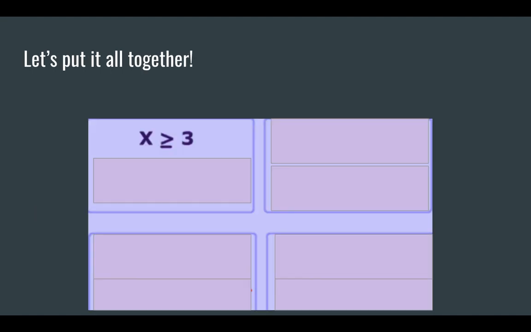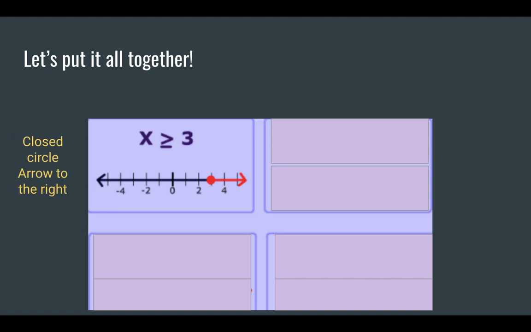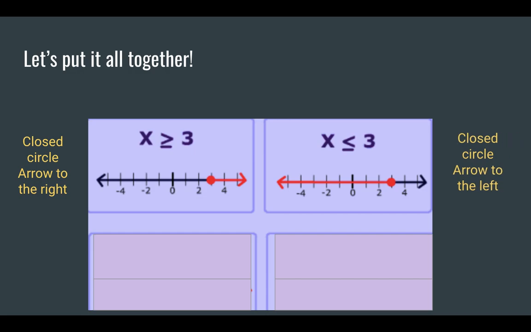Let's put that all together. If we have the inequality x is greater than or equal to 3, we show a closed circle at 3 because it's a greater than or equal to symbol, and then an arrow pointing to the right because x could be anything greater than 3. If we have this inequality x is less than or equal to 3, we have a closed circle at 3 and an arrow pointing to the left. It's a closed circle because the inequality is less than or equal to. And the arrow points to the left because x could be anything less than 3.